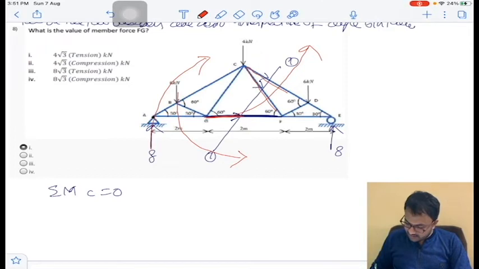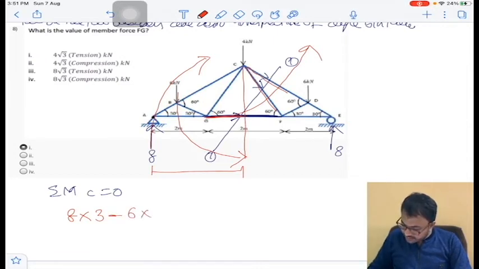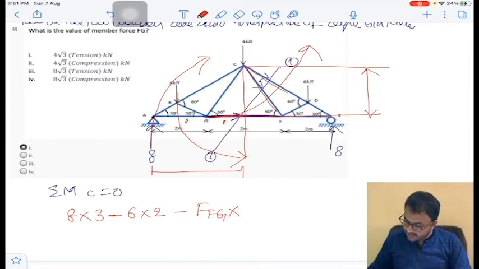So that is RA, that is 8 into the perpendicular distance from here to here, it is 2 plus 1. Okay, it is 2 plus 1, it is 3. And now minus anti-clockwise, minus 6 into this will be 1 and this will be again 1. So 1 plus 1 it is 2, and minus Fg, that is the force in Fg member, into we want this perpendicular distance. Clear? So for this perpendicular distance, I will take this diagram, I am erasing all this.